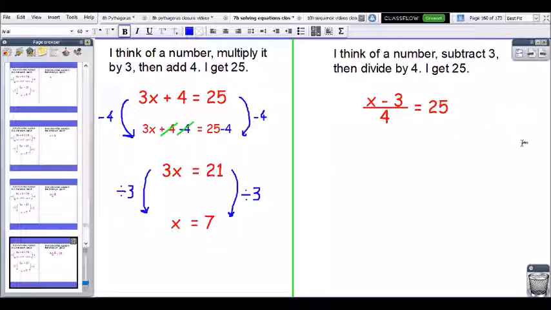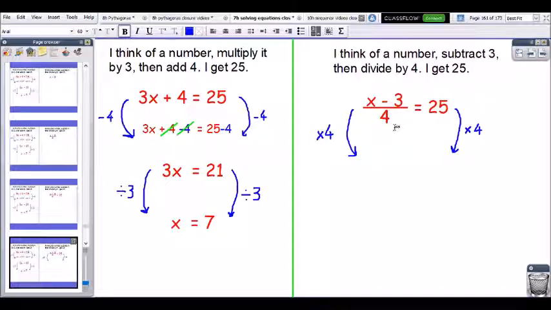To solve an equation like this with a division sign, I'm going to use this sentence to help me, and I'm going to follow the sentence backwards and by using my inverse operation. So let's start at the end of the sentence. It's very important that we start at the end of the sentence. Well, let's ask ourselves, what's the opposite of dividing by 4? Well, the opposite of dividing by 4 is multiplying by 4. So to get rid of this divided by 4, we're going to multiply both sides by 4.